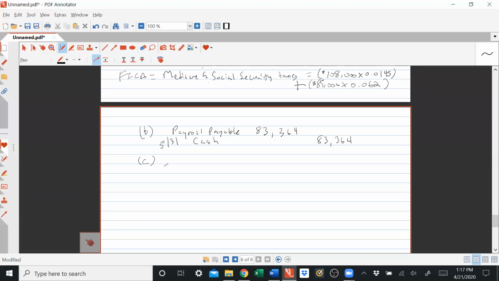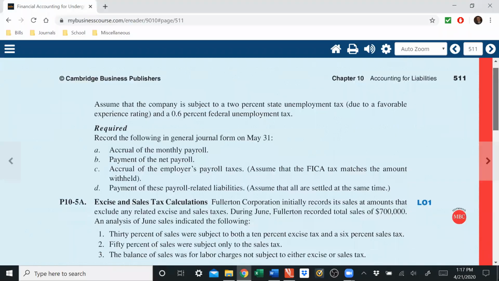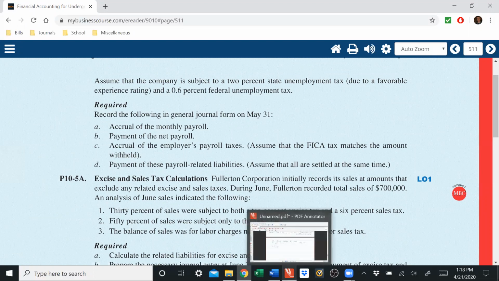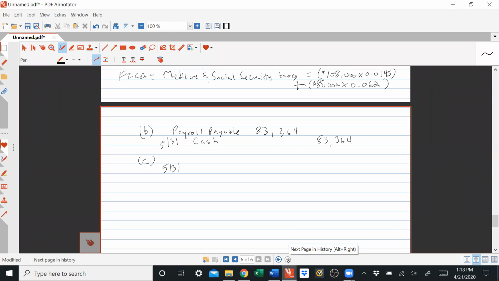That's on 5/31. What journal entry is required for part C, 5/31? Accrual of the employer's payroll taxes. Assume that the FICA tax matches the amount withheld. Now we're going to make a journal entry for the amount the employer owes, not based on the amount they're withholding from the employees to give to the government on the employee's behalf, but the amount that the employer is giving to the federal government on their own behalf. The government collects from both parties, employee and employer.